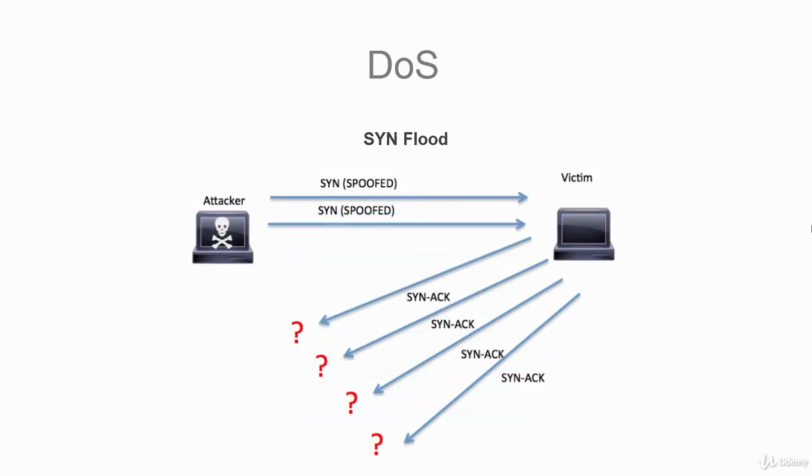SYN floods take advantage of the TCP three-way handshake by sending a flood of TCP SYN requests without replying to the SYN-ACK responses, forcing the victim to generate a large amount of unneeded traffic. Most firewalls can protect against SYN floods by simply setting limits for SYN activity.